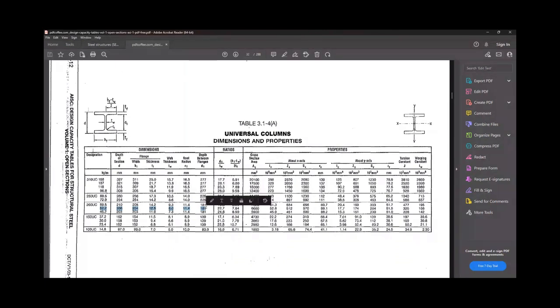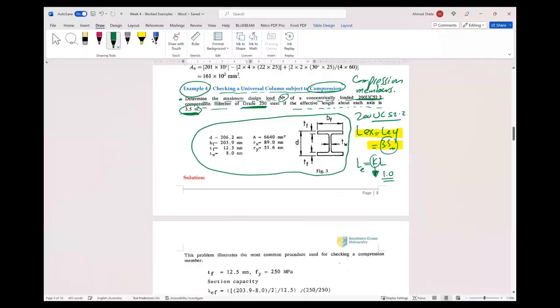Okay, can you use the table? Yeah, thanks. No worries. So these are the tables, and now we go back to the file, the example we are doing.